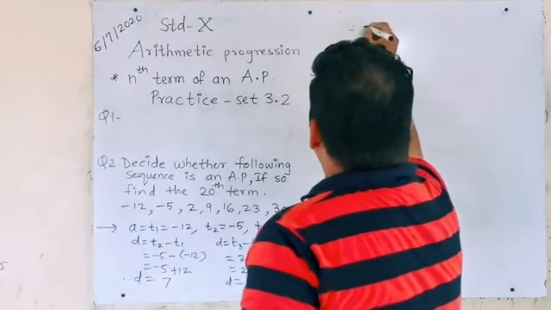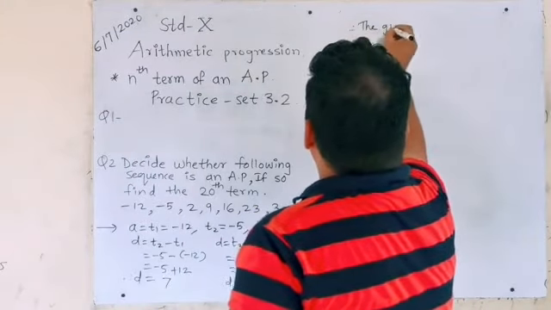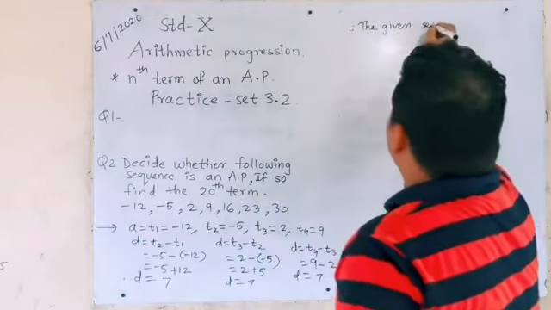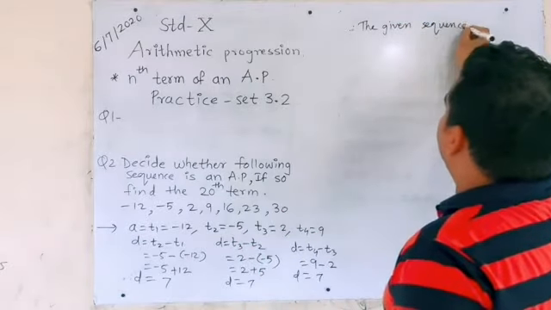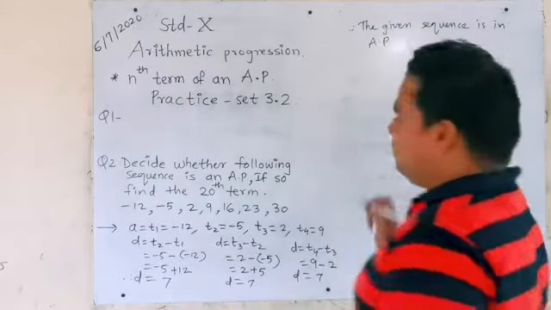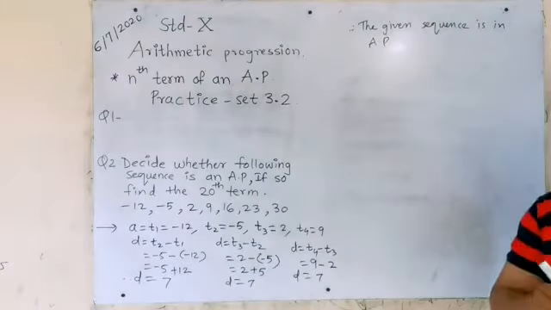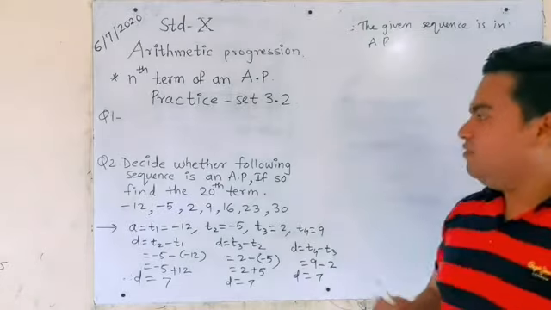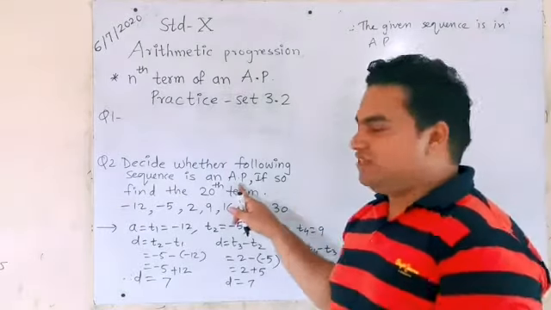Therefore, the given sequence is in arithmetic progression because the constant difference was 7. Now we have solved the first question. There is one more question.